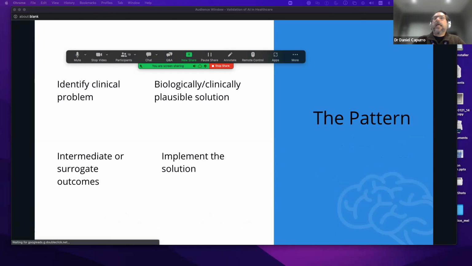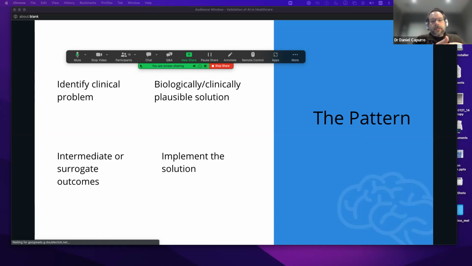So the pattern I showed you is identifying a clinical problem, in this case increased mortality, a high risk of stroke or heart failure, and people dying of thyroid cancer. And then finding a biologically, clinically plausible solution. Let's lower blood pressure. Let's give this antiarrhythmic drug. Let's find the tumors early. Okay, it's plausible. And then thinking about intermediate or surrogate outcomes. And so what were the surrogate outcomes?